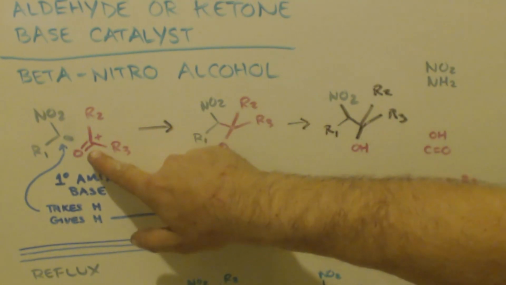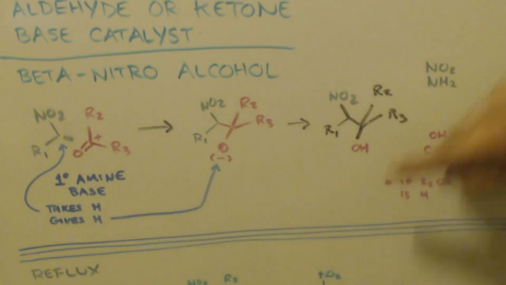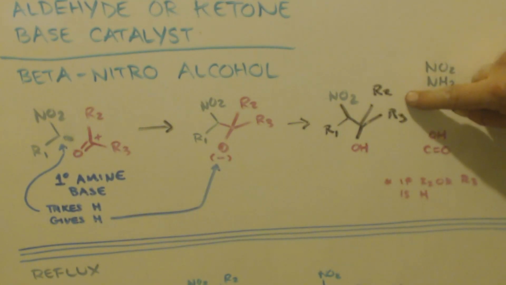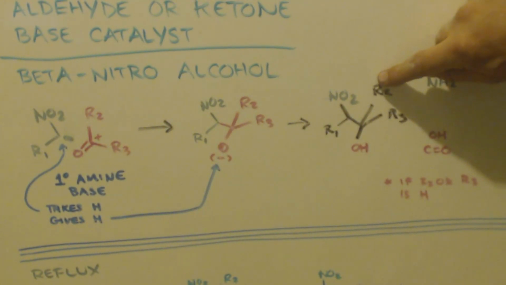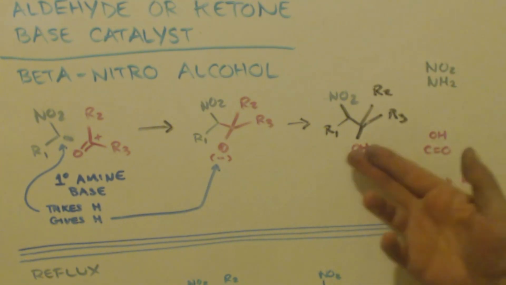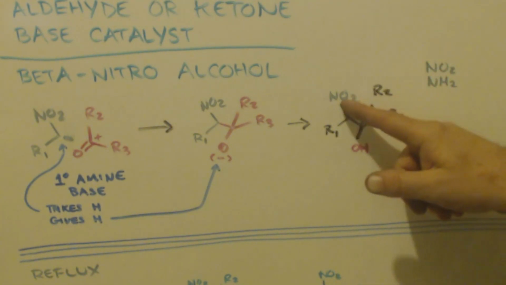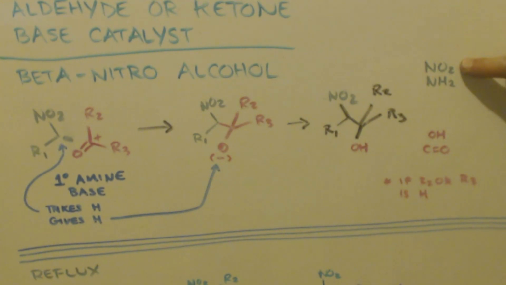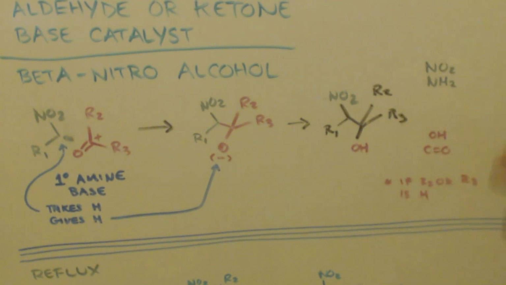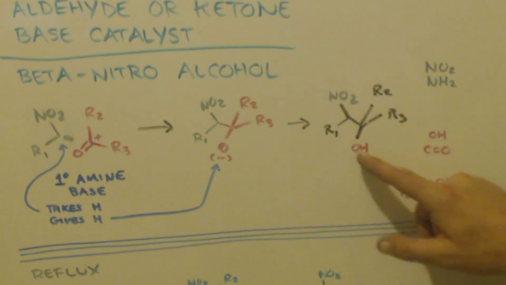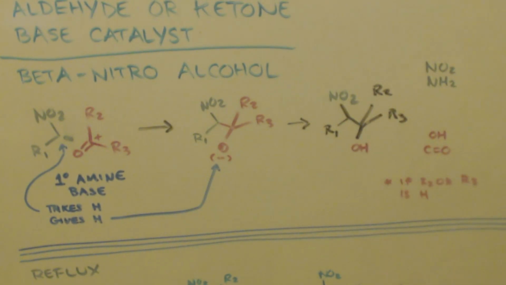But if you started with an aldehyde instead of a ketone, one of these R groups is going to be a hydrogen. This one right here will be hydrogen. Then you can oxidize this up to a ketone. This won't be oxidized because it's already in its highest oxidation state. But we're not doing that. We want to make this hydroxy group into a double bond right here. That's what we want to do.